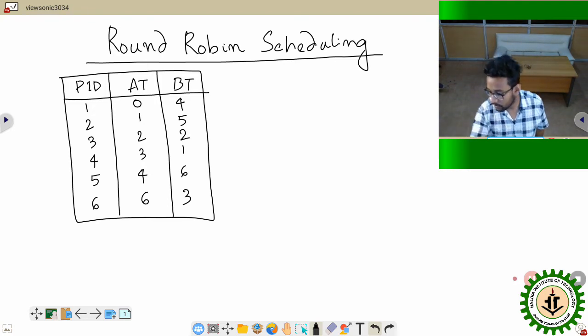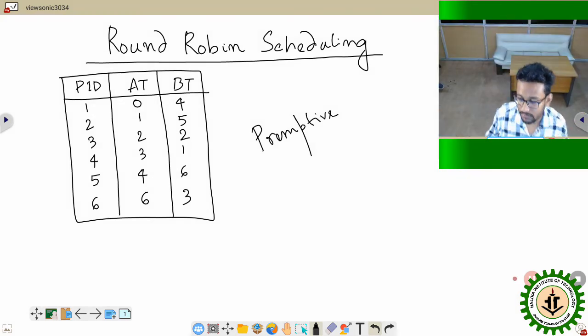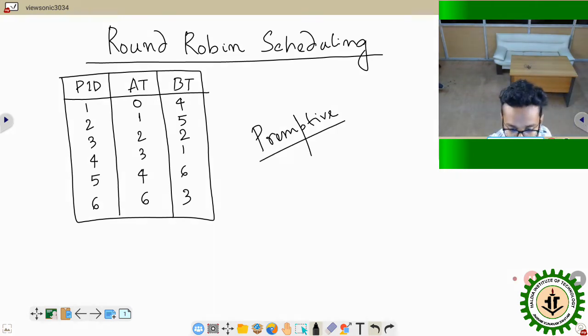Before round robin scheduling, we have to know two terms. One is called preemptive scheduling, and the other one is non-preemptive scheduling. First I want to tell you that round robin scheduling is basically preemptive scheduling. With the help of an example, we will understand what preemptive scheduling is.